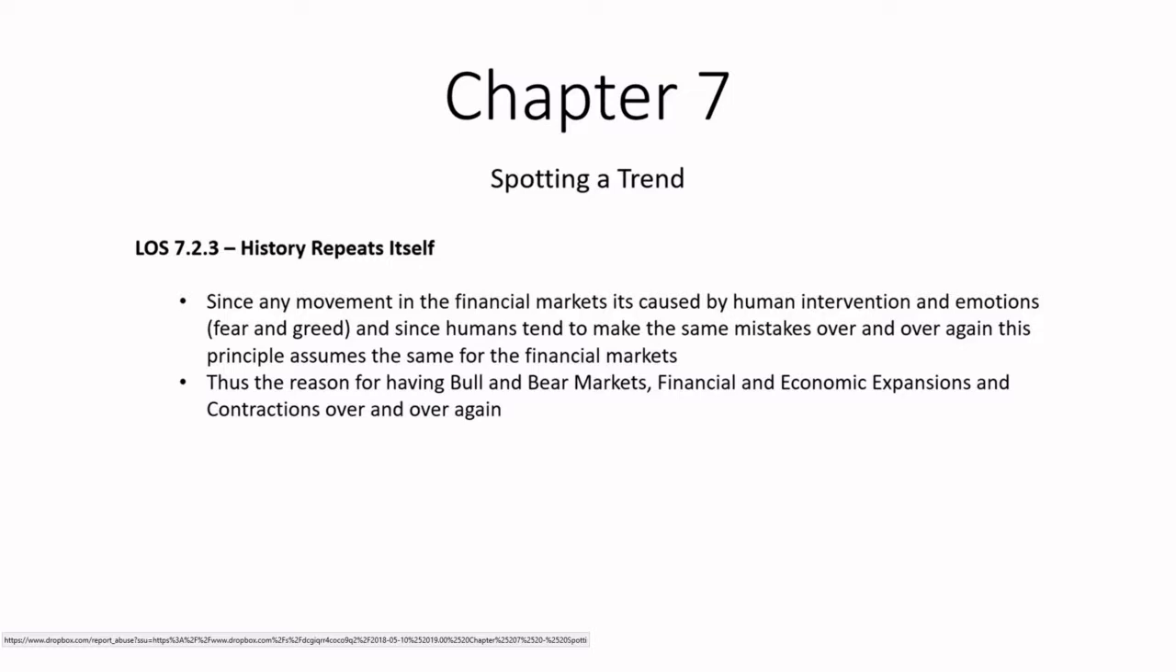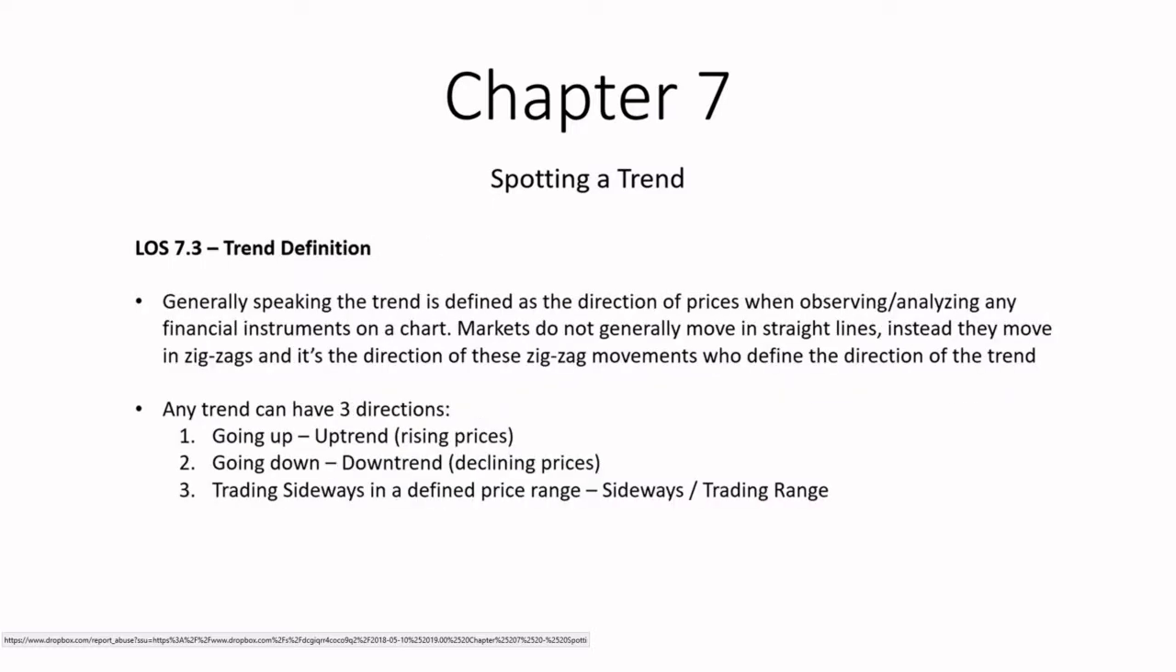So what is a trend? Generally speaking, the trend is defined as the direction of prices when observing and analyzing any financial instrument on a chart. Markets do not move in straight lines. Instead, they move in zigzags, and we are looking for the direction of these zigzag movements in order to define the direction of the trends.